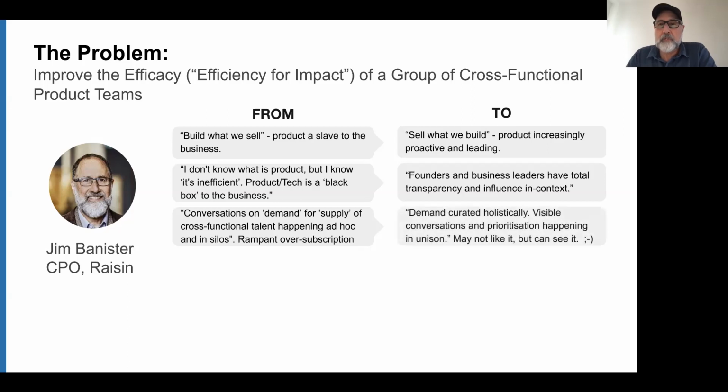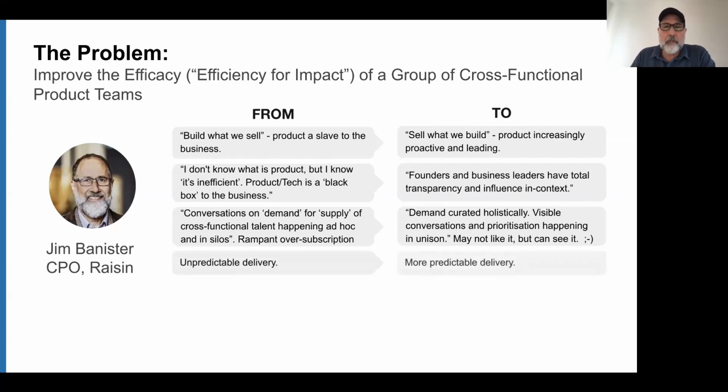And what we try to get to is demand curated holistically, visible conversations and prioritization happening in unison. So I may not like the priorities, but I can totally see why the priorities are there. And that doesn't happen a lot because there's exponential frustration by, say, a business stakeholder when they can see that their stuff's not being prioritized, but they can't see what other stuff is being prioritized and why.